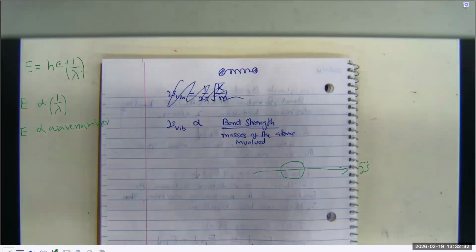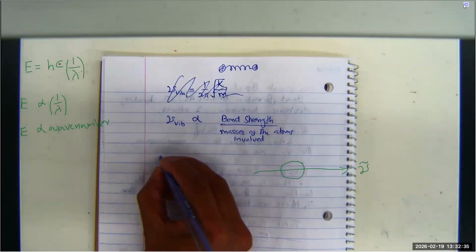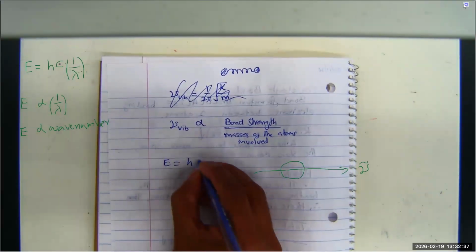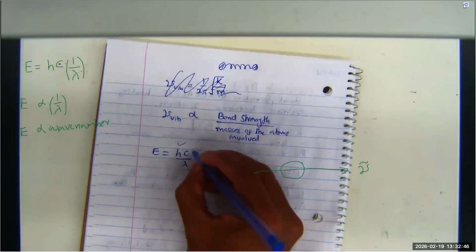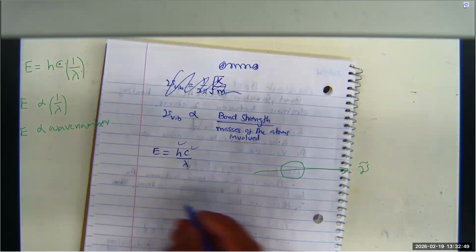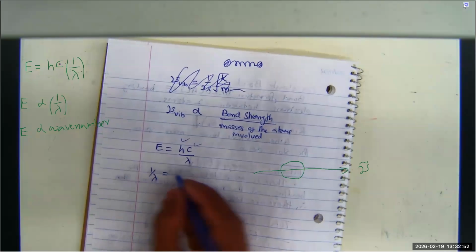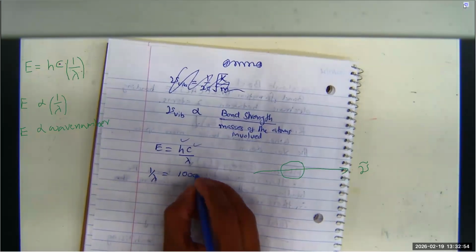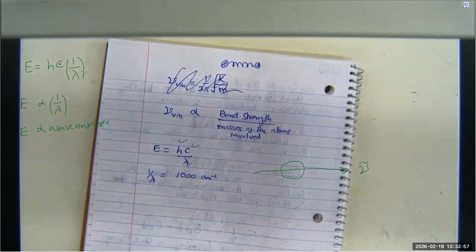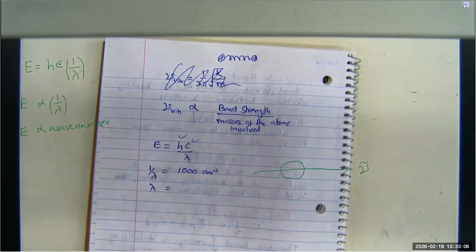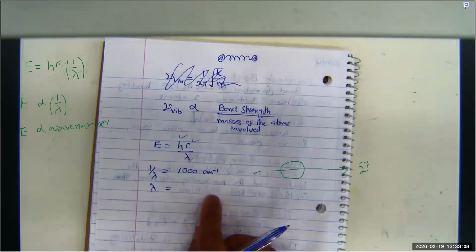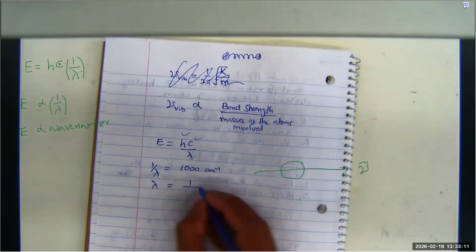Energy of this photon is given by none other than energy is equal to hc over lambda. This is the only equation we use. We know h, we know c. Even though we are not given lambda, we know 1 over lambda is 1000 per centimeter. Meaning we know lambda. If 1 over lambda is 1000, what is lambda? 1 over 1000, thank you.